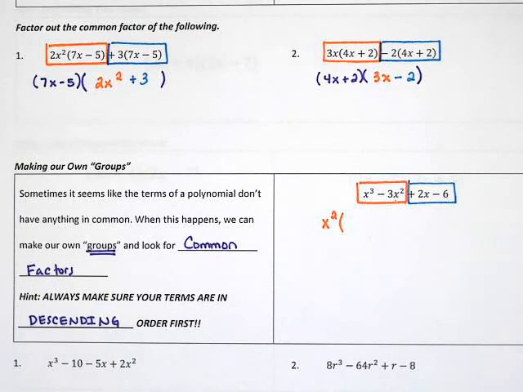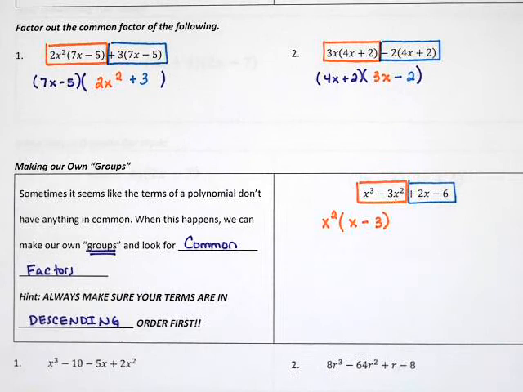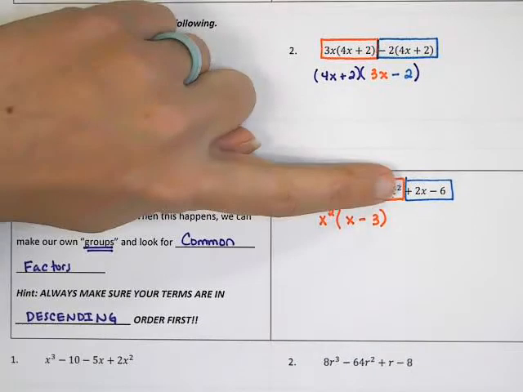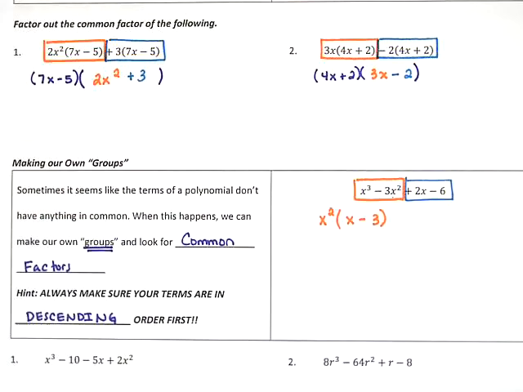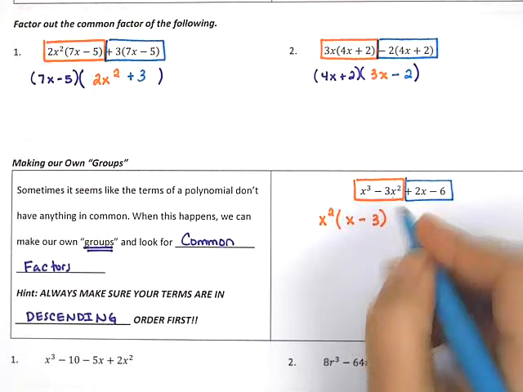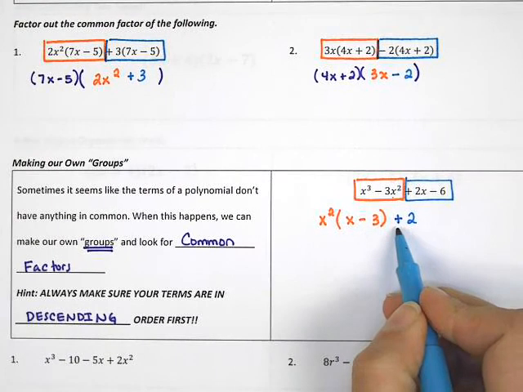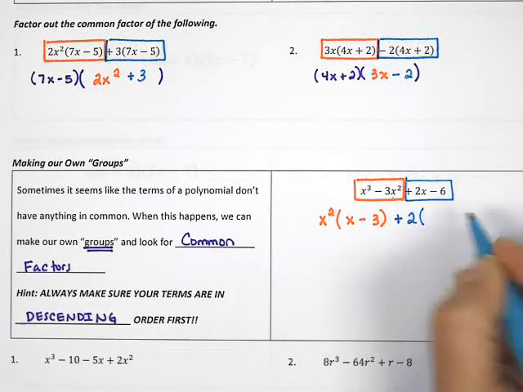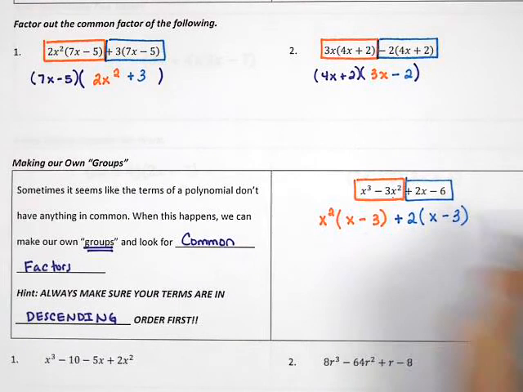And if I look at taking that out from just the first two terms, what's left over would be x minus 3. Now if I look at the second group and I say what do those have in common, so I'm only looking at the blue group, I would say, well, they're both divisible by 2. So I would put positive 2, and it's very important to include the positive or the negative if necessary, parentheses, what's left over, and that would be x minus 3.